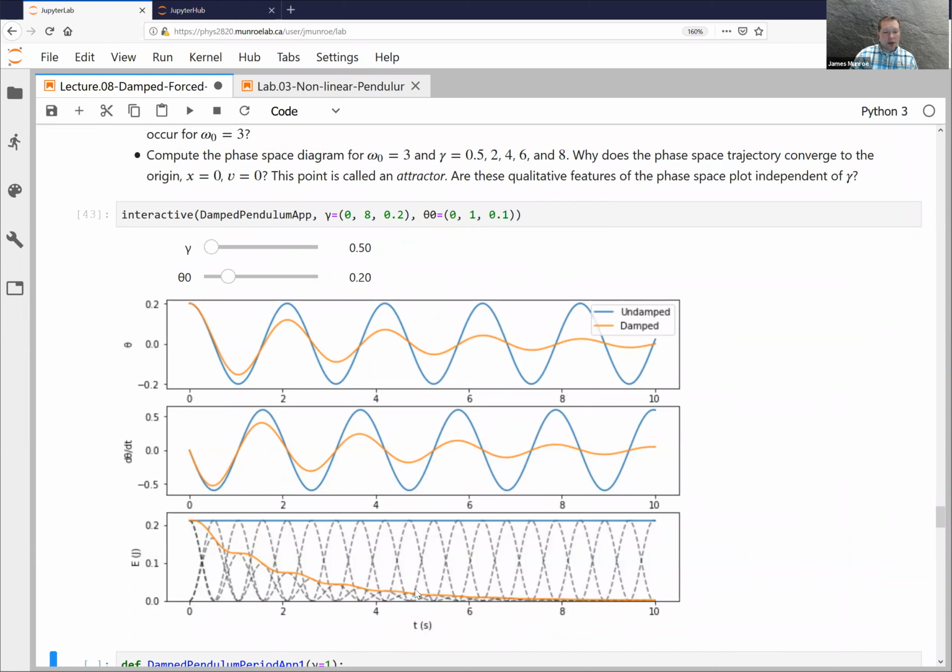Okay. Oh, I left those in. I thought I'd taken those out. We'll take those out in a second. So what do we got? We've got two models. We've got an undamped situation. This is what we were dealing with before. And then we have a damped situation, this orange line.